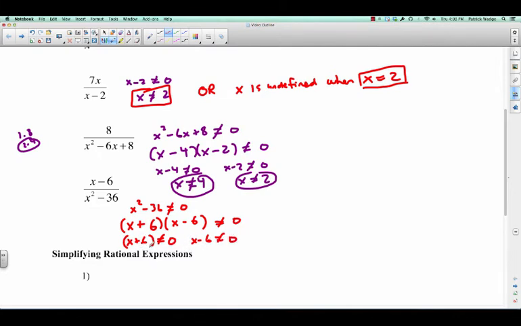Subtract 6 from both sides there, you'll get x equals negative 6. Add 6 to both sides here, you'll get x equals 6. Or you could just put plus and minus 6. There's two answers there, positive 6 and negative 6. So those are your non-permissible values.